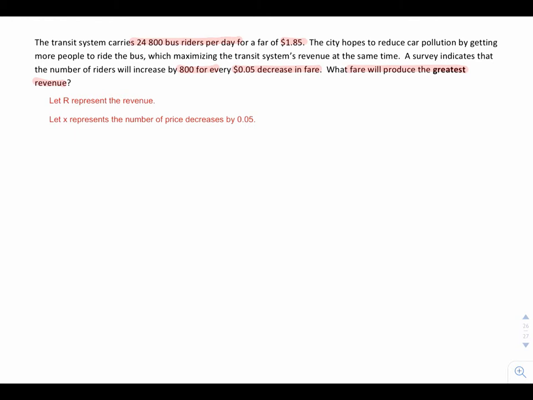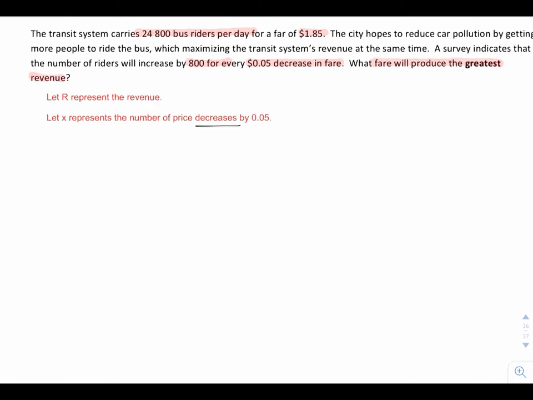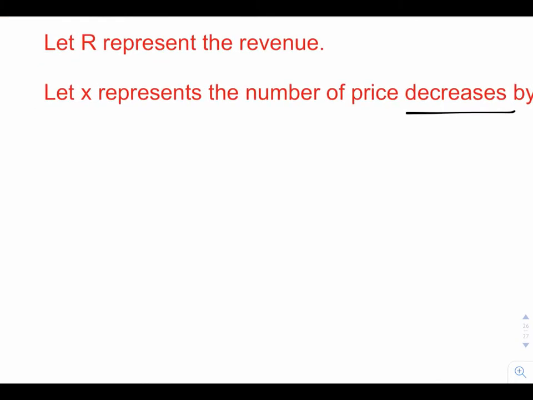So I've already defined my variables, as you can see here. I have R representing the revenue, and this is the tricky one. X represents the number of price decreases. Okay, keep that in mind, by 5 cents. So now I have to set up the equation. So let's zoom in here and set up an equation.